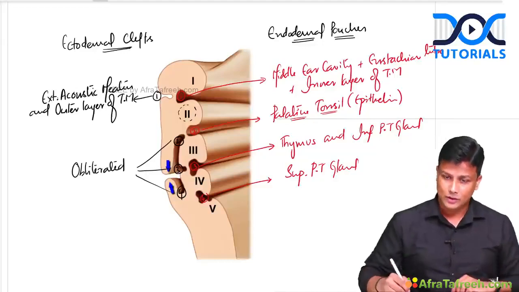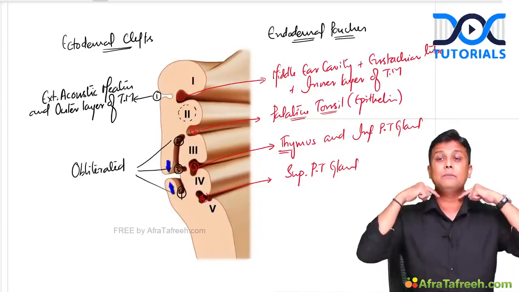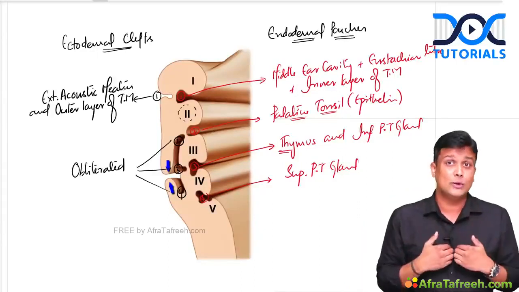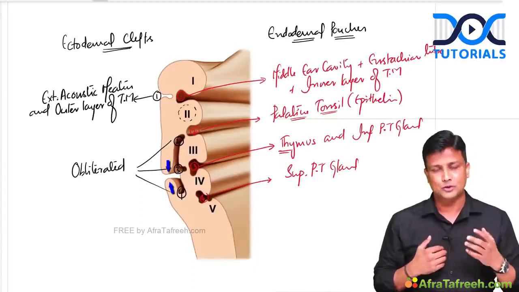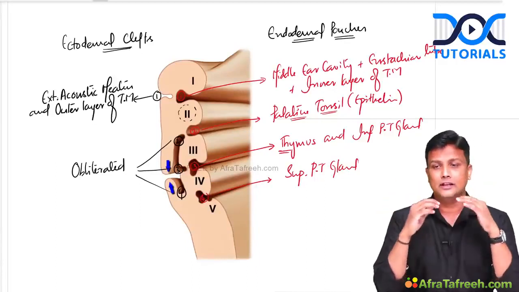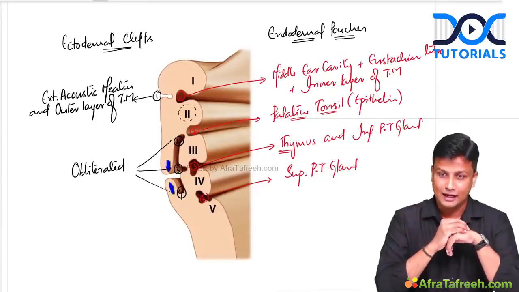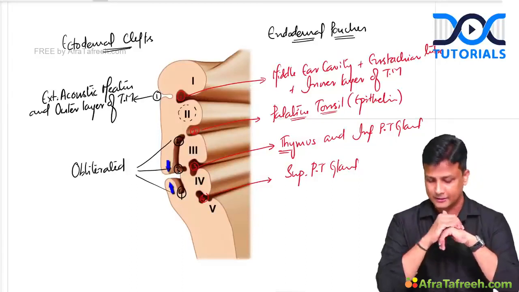Third pouch is the one which is going to form thymus. And thymus, after forming here, it has to actually migrate down because the actual location of the thymus will be in the mediastinum. So therefore, remember, along with the thymus, there will be the inferior parathyroid gland. And then the fourth pouch is the one which is going to form the superior parathyroid gland. Superior parathyroid gland, guys. Done.